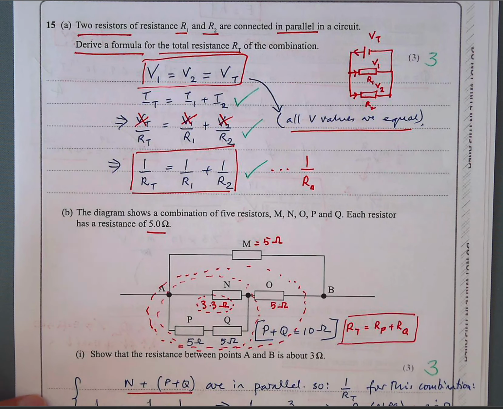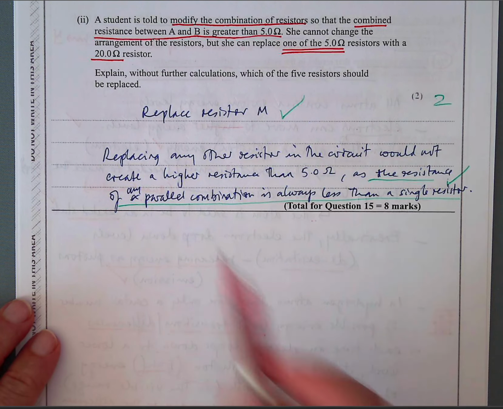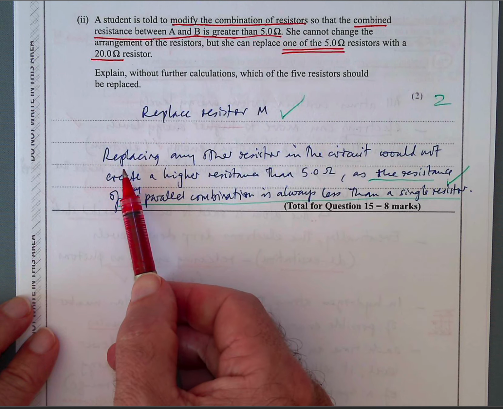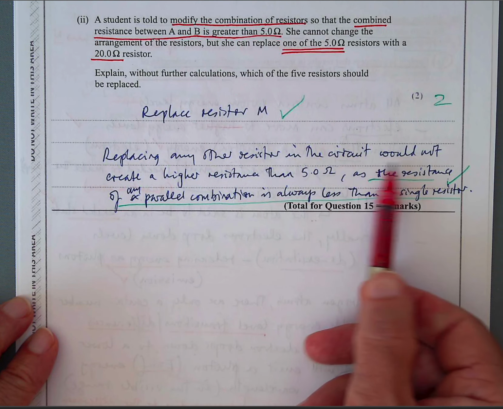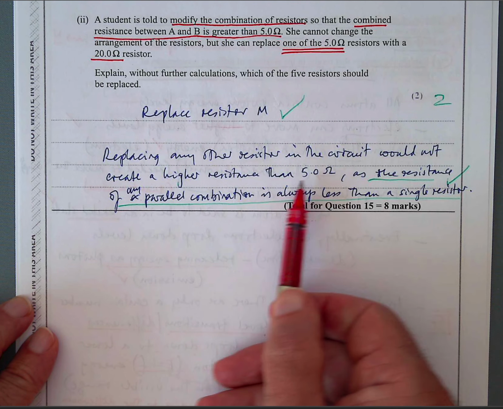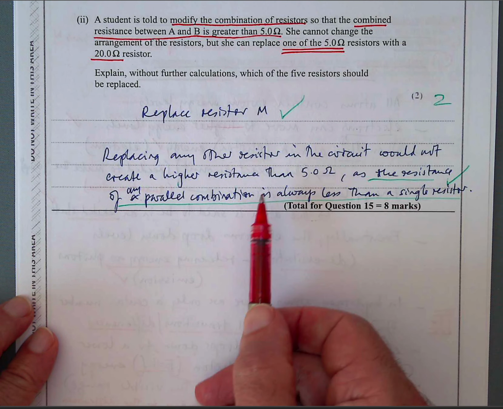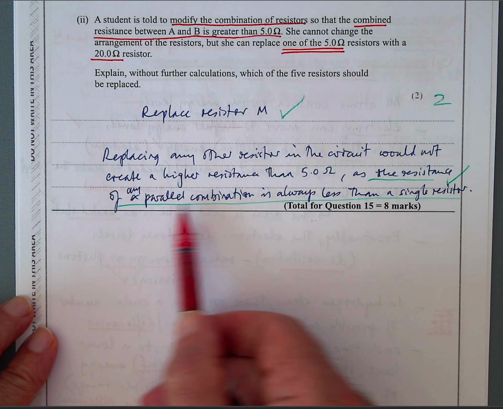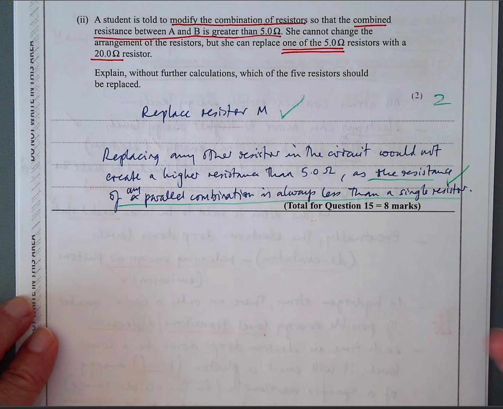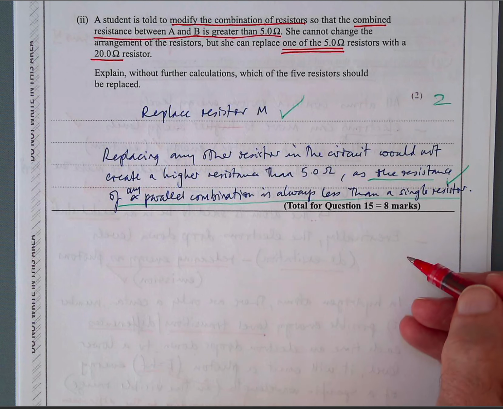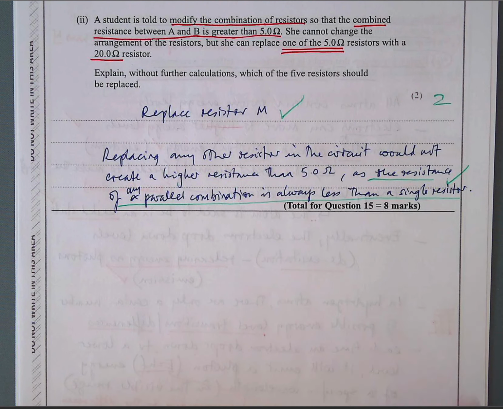So once you do that, you know that M must be the one that you change, and then you have to put down what I've explained into words. So I've put: replacing any other resistor in the circuit would not create a higher resistance than 5.0 ohms, as the resistance of any parallel combination is always less than a single resistor's resistance. Okay, so this is basically what they want you to understand, that adding things in parallel reduces the resistance.